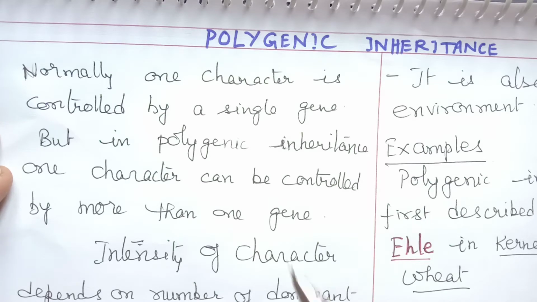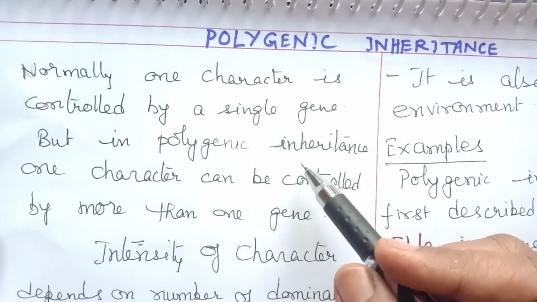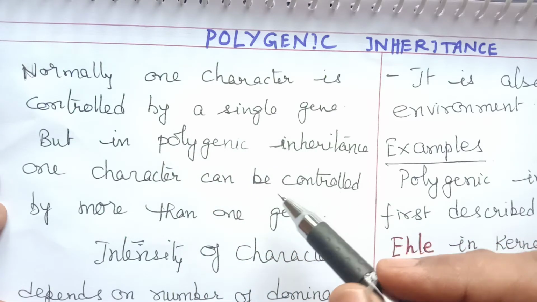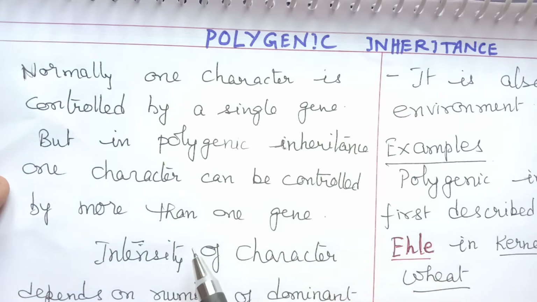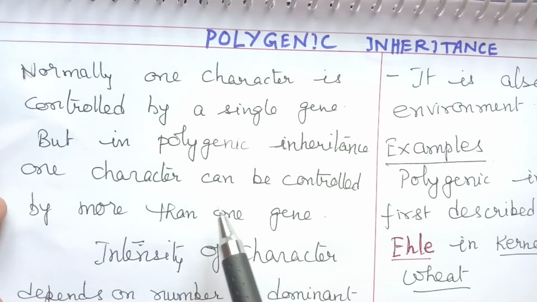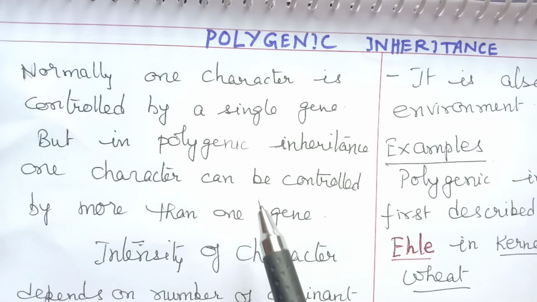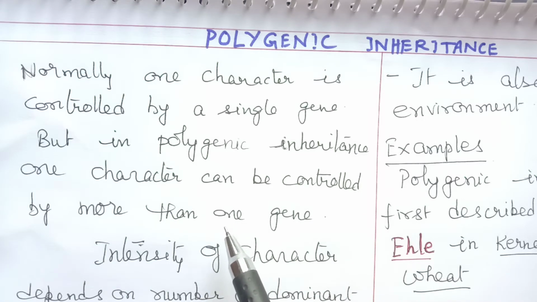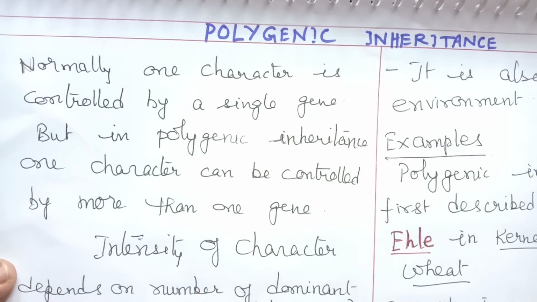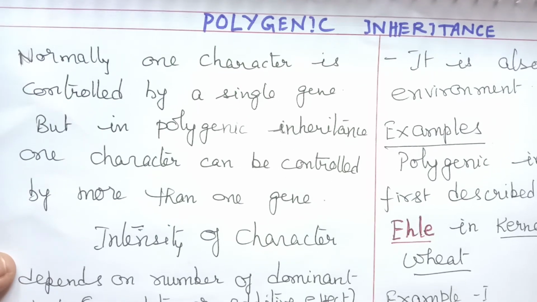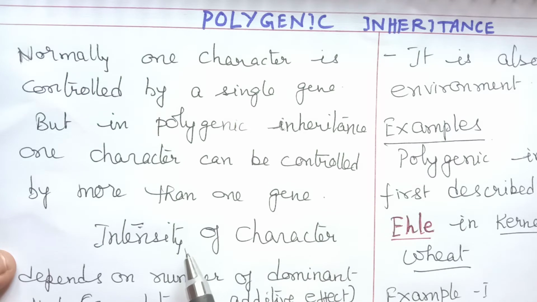Normally we know any one character is generally controlled by only a single gene. But when we call it polygenic inheritance, poly means many, genic means genes. So it is controlled by more than one gene. Then it is called polygenic inheritance. When any character is controlled by more than one gene, then we call it polygenic inheritance.